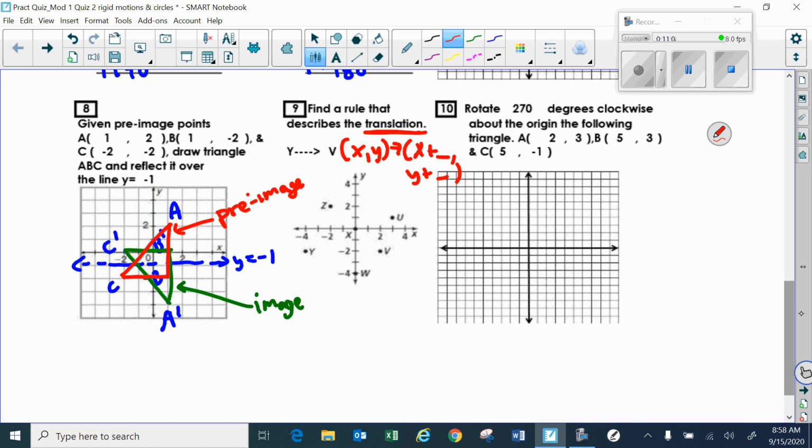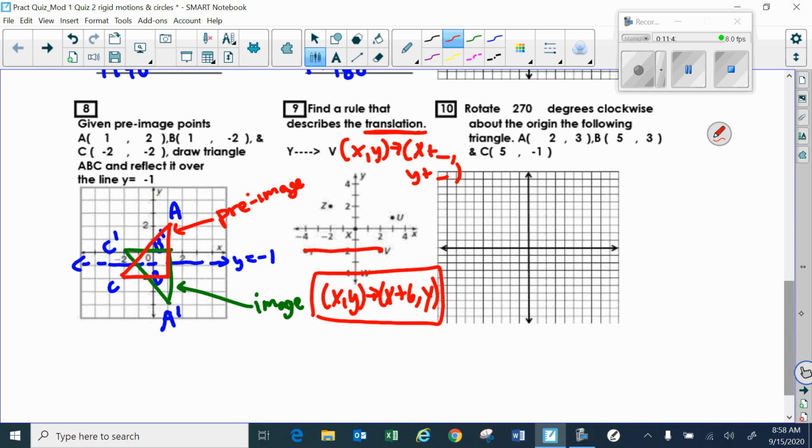So it's asking how do you get from Y to V. Here's Y, that's my pre-image. How do I get to V? V is right there. So my rule would be (x, y) maps onto... Now, did it move in the x direction? Yes, it did. It went right. How many? From negative 4 to positive 2? That's plus 6. Did it go up or down at all? No, it didn't. So the y stays y. It's the same thing as y plus 0. So there's my rule right there.